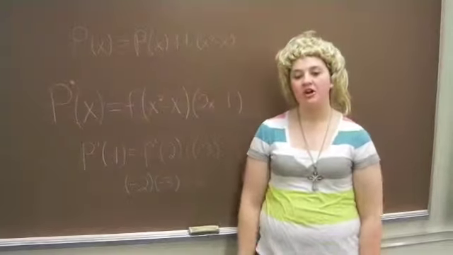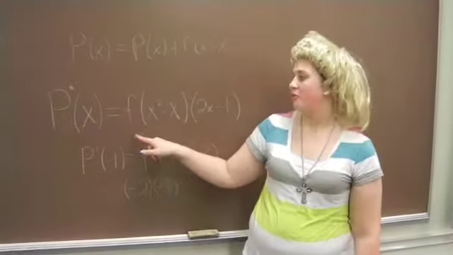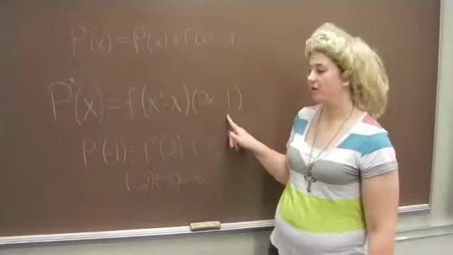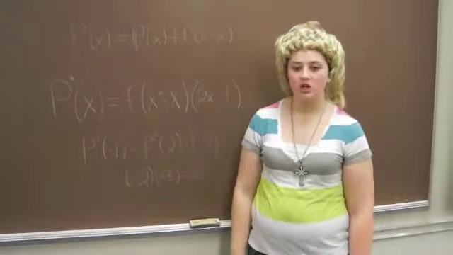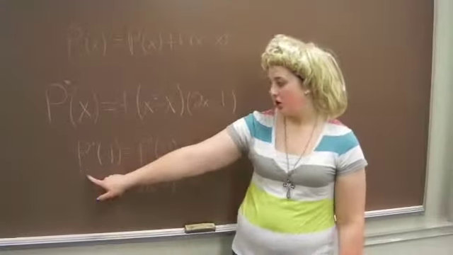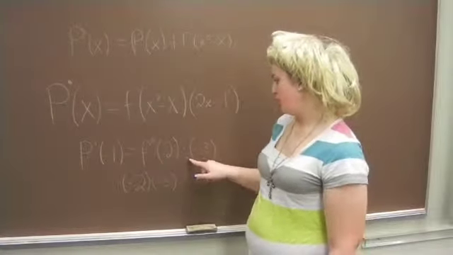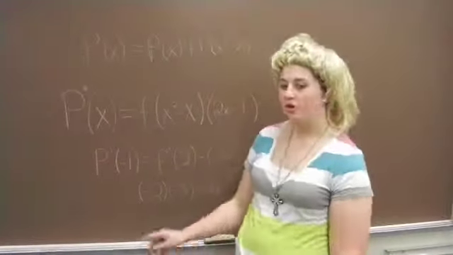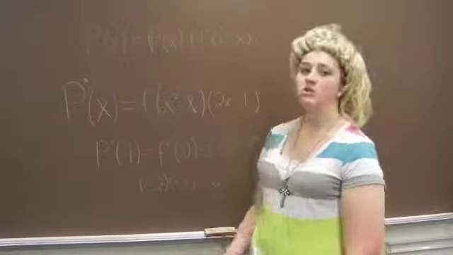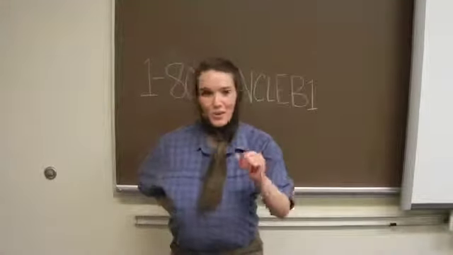First, Mr. Brunty helped me find p prime of x, so it equals f prime of x squared minus x times 2x minus 1. And then he told me to plug in -1 into the equation so that p prime of -1 equals f prime of 2 times -3, and then it's -2 because it's the derivative, and then times -3 equals 6. Now, after hearing all these touching stories, don't you want an Uncle Brunty too?